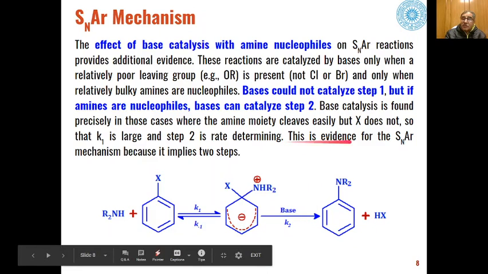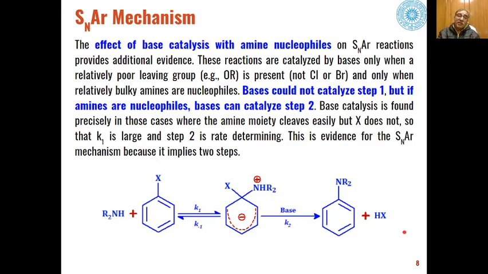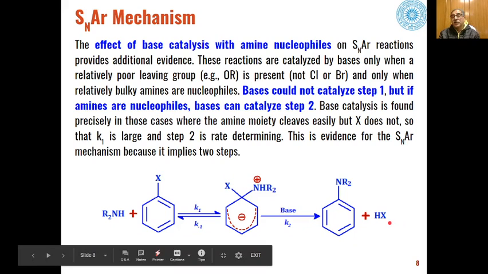So this evidence also indirectly tells us that the SNAr mechanism takes place in 2 steps, not in 1 step. So this is another indirect evidence which tells us that the SNAr mechanism is different from SN1 or SN2 type of mechanism.